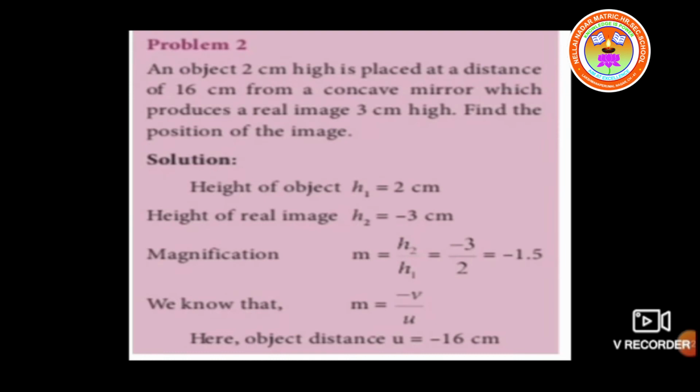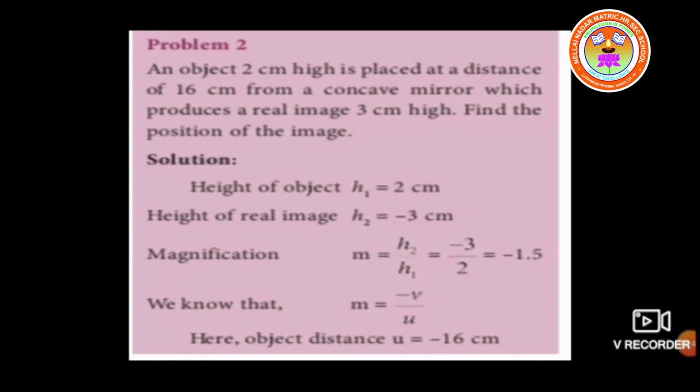Okay students. Next, problem number 2. An object 2 centimeter high is placed at a distance of 16 centimeter from the concave mirror, which produces a real image 3 centimeter high. Find the position of the image.